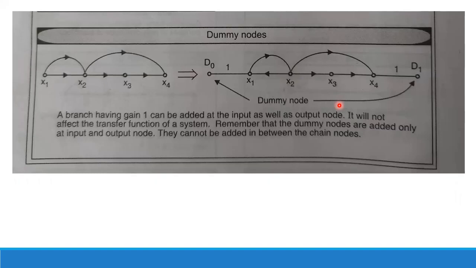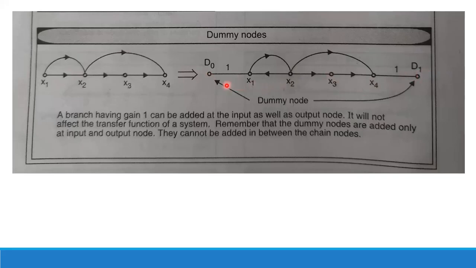Okay, then there is your dummy nodes. A branch having gain 1 can be added at input as well as at output. Remember that when we are having signal R(s) and signal Y(s) or C(s), that is your input signal and output signal, we need to add one node for each of them. So we add one node for R(s), we add one node for C(s).